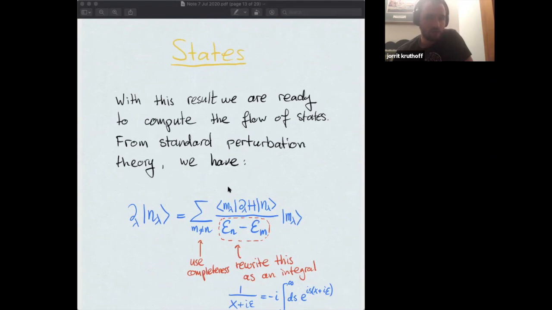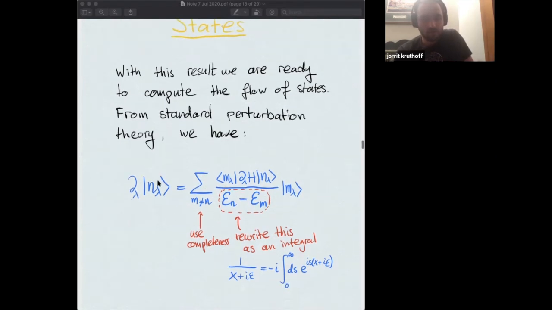So from standard non-degenerate perturbation theory, we have the following result, that a tiny deformation of the state is related to this particular expectation value of the flow of the Hamiltonian. Now, I'm going to massage this expression in a way where I write this denominator using this integral as an exponential. And I'm going to use that this sum, this m basis, is complete.